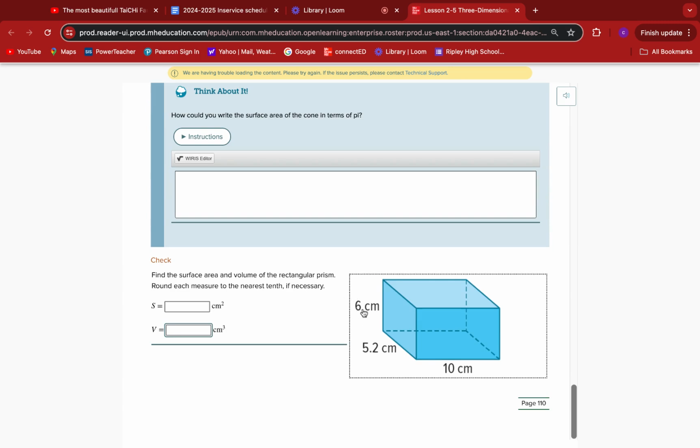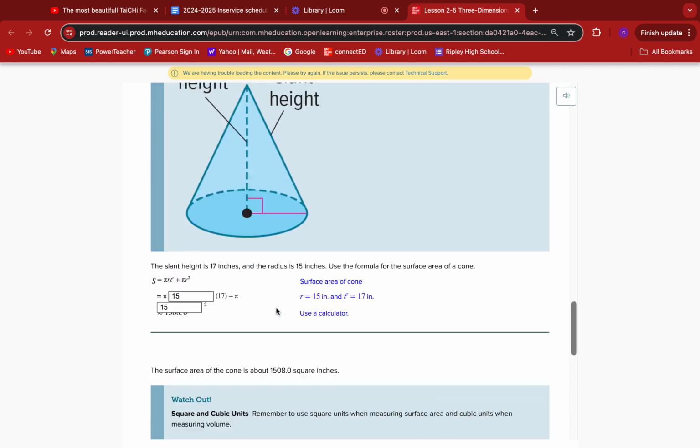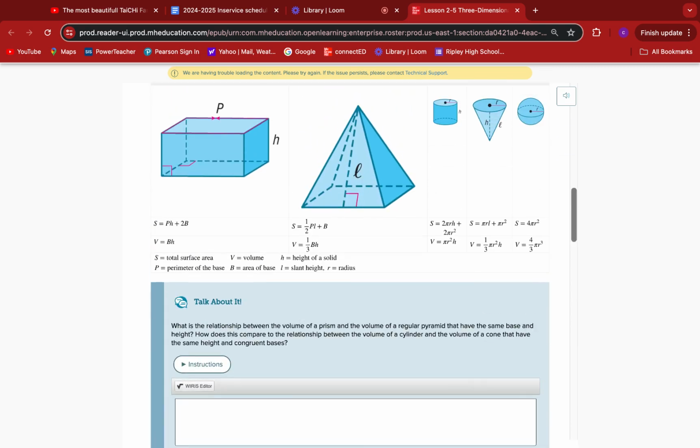So grab a calculator, multiply 6 times 5.2 and times 10. And you should be looking at 312. I had to get my calculator ready. And for surface area, going back to this formula, you're going to put in the perimeter of your base times your height plus 2 times the area of the base. All right, so perimeter times the height plus 2 times the area of the base.